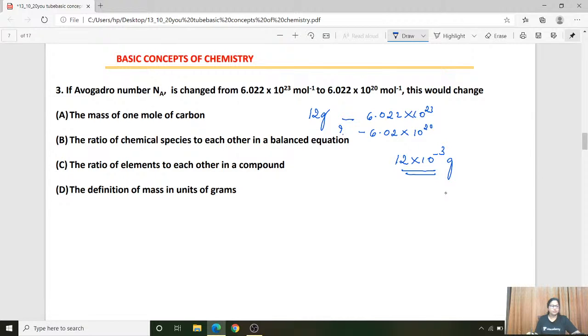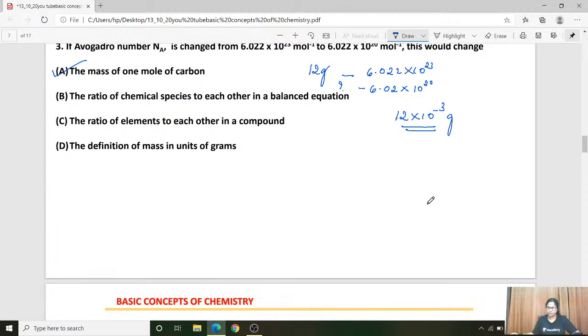That means when you change the Avogadro number, student, what happens? The mass of 1 mole of carbon changes. So the answer will be option A. Mass of 1 mole of carbon changes. Mass of 1 mole of carbon was 12, and now it is 12 into 10 to the power of minus 3 gram. Okay.